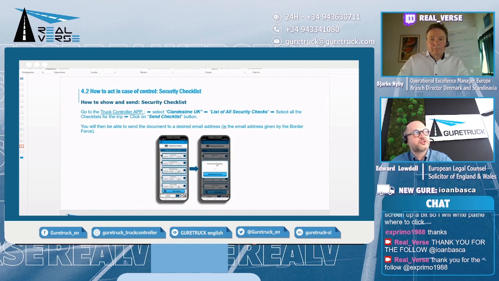What do we do with the security checklist? A very similar process. From the truck controller app, we select Clandestine's UK. This time, instead of clicking on documents, we're going to click on list of all security checklists.